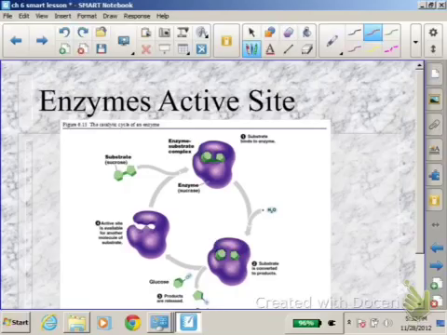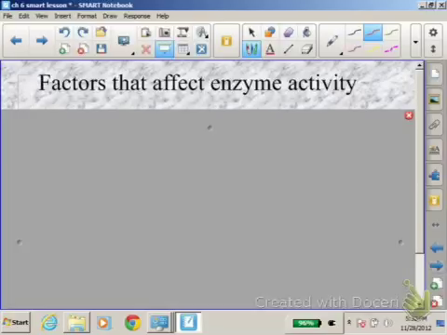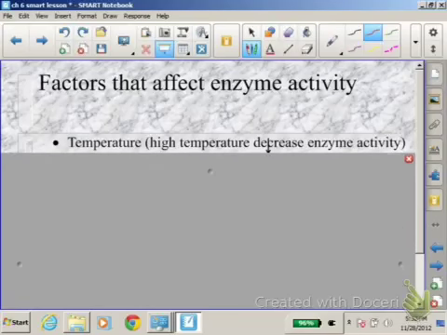Okay, so let's look at number 20. What are the three main factors that affect enzyme activity? As I'm reading this, I'm thinking about the lab that we did the other day with the toothpicks. So if you look at this, first of all, I would say that temperature most definitely decreases enzyme activity.